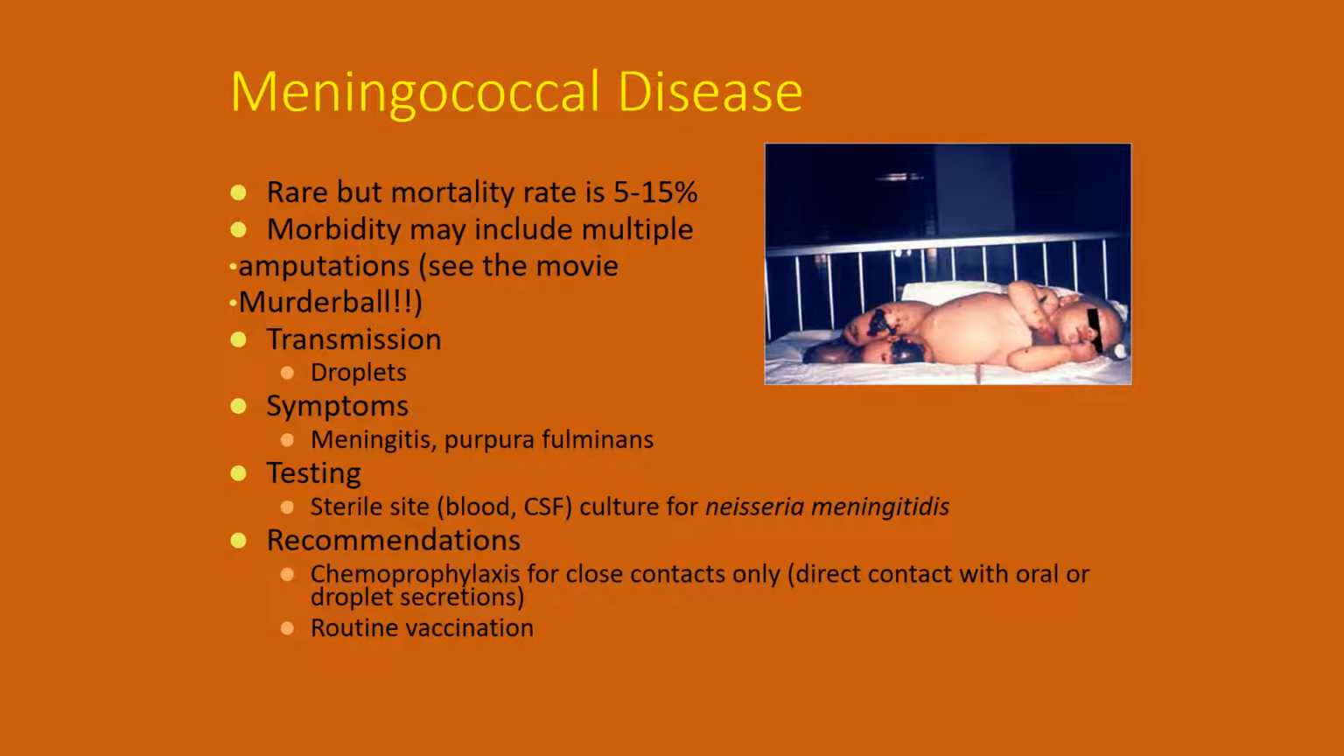Meningococcal disease, Neisseria meningitidis, is not very common. Unfortunately, if it does happen, the possibility of death is about 1 in 10, rates 5 to 15%. Also, though, there are a number of patients that will end up with amputations from vasoconstriction that is so severe that basically the arms become ischemic.